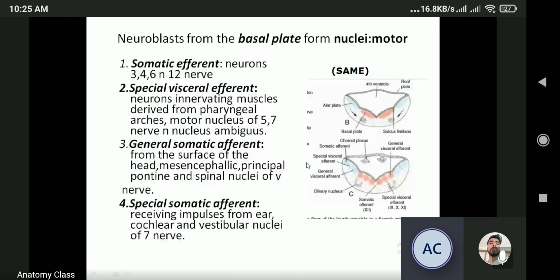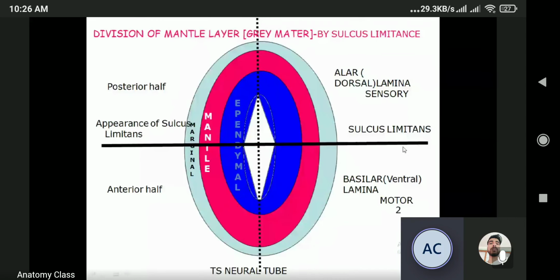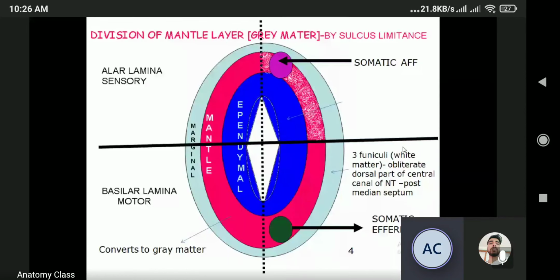And somatic efferent, visceral. They divide into three, and you divide all the afferent and efferent. Okay. You look at here. First, somatic afferent will come here and somatic efferent will come here.